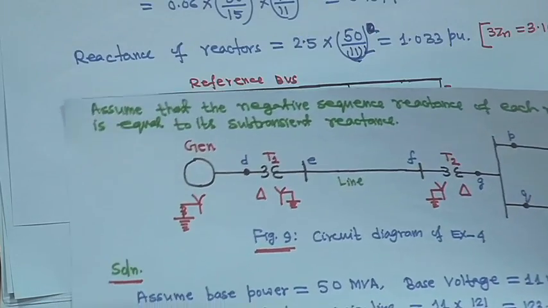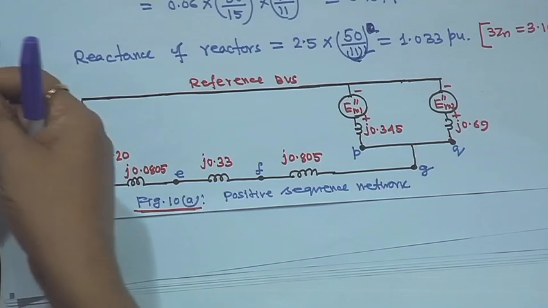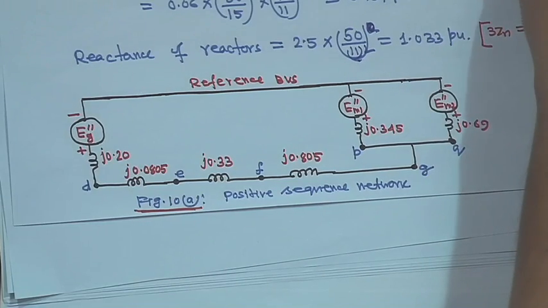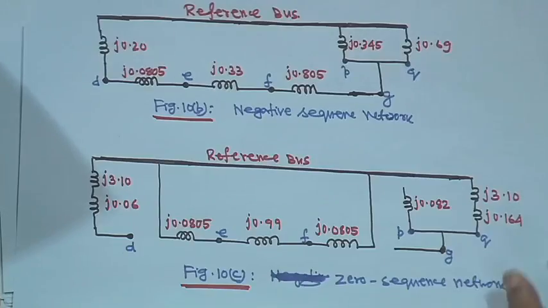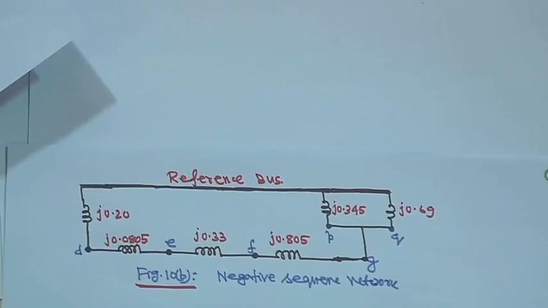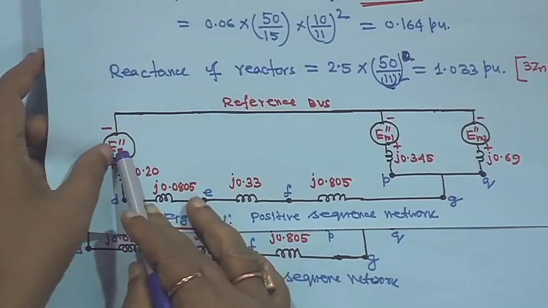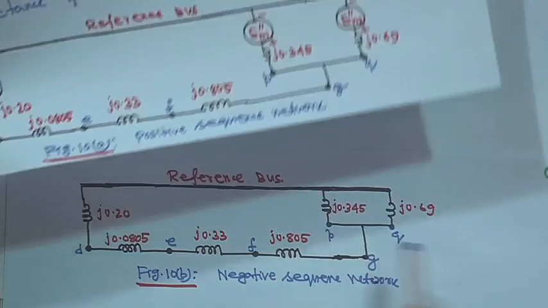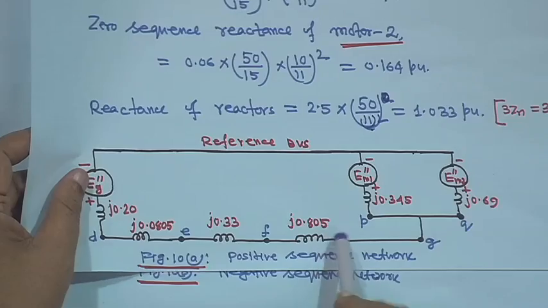Next is the negative sequence. In the negative sequence there is no voltage source. So, in the negative sequence diagram, this is your negative sequence diagram. Look at the positive sequence: these voltage sources are not there, but all other parameters are the same, because the negative sequence parameters are the same as the positive sequence parameters.